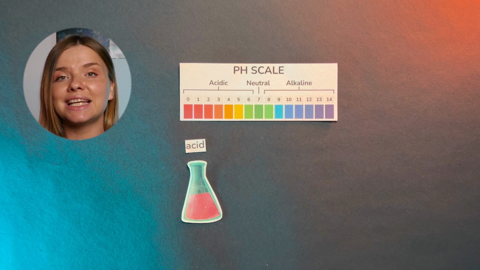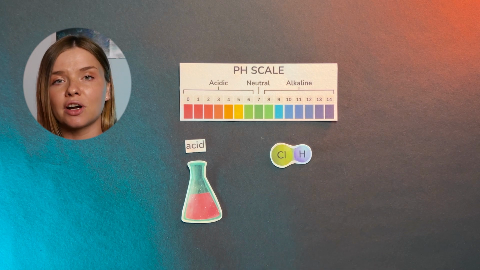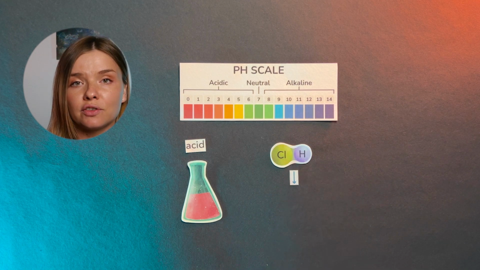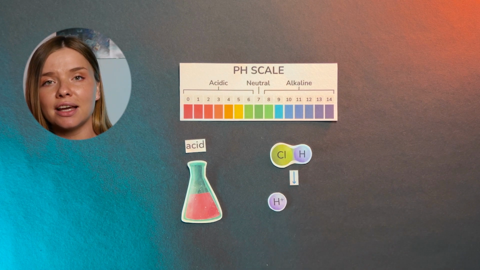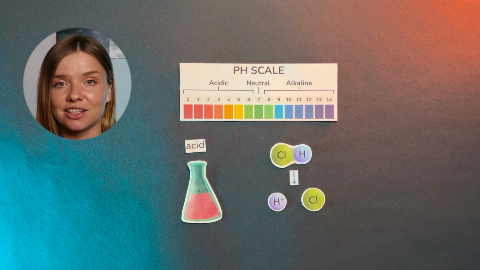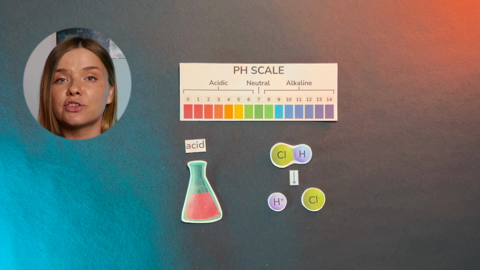One of the most common acids is hydrochloric acid. When we dissolve hydrogen chloride, which is a gas, in water, HCl molecules dissociate into hydrogen cations and chloride anions. Due to the ease of this process, hydrochloric acid is a very strong acid.